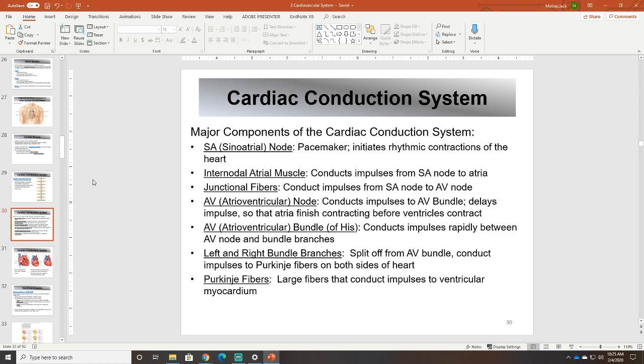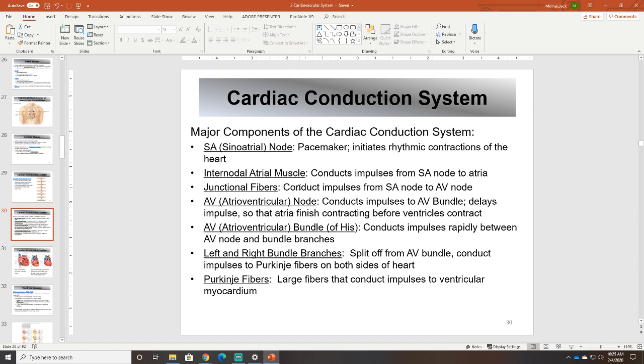Let's go back, see if I missed anything. The SA nodes, these are the pacemakers. So they initiate the rhythmic contractions of the heart. The internodal atrial muscle, this is atrial muscle between the two nodes, the SA and the AV nodes. They conduct the impulses from the SA node to the atria.